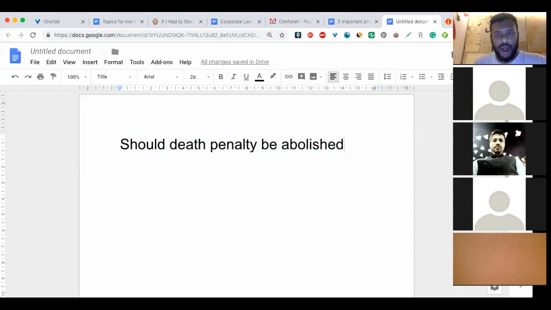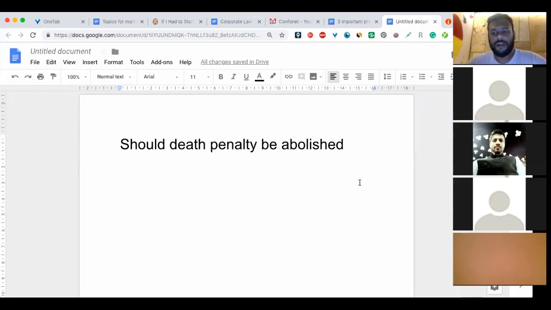Now, how are we actually going to structure this article? The reason I'm taking this topic is also because it's an easy topic. Most of you know the subject. There is no problem with understanding what this is all about. So let's start with this. Should death penalty be abolished? Now, how will you structure this?